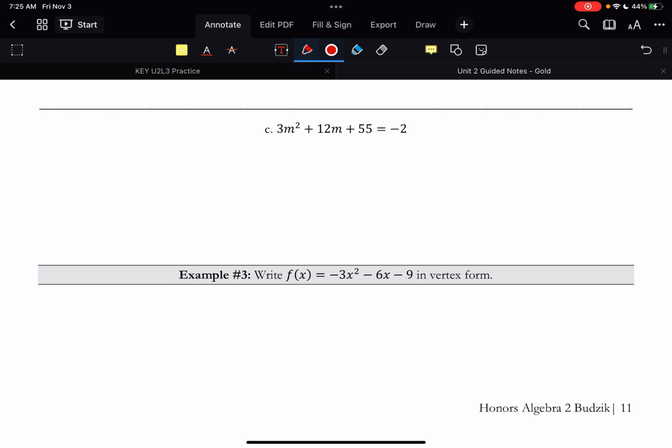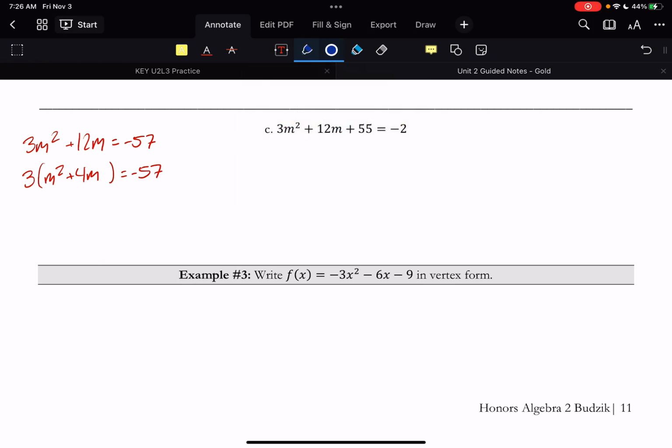So again, I'm trying to isolate those two terms with my variables. So I'm going to subtract 55 from both sides. So it gets me 3m squared plus 12m equals negative 57. And I can factor a 3 out of both values on the left. So when I pull out a 3, it leaves me m squared plus 4m equals negative 57.